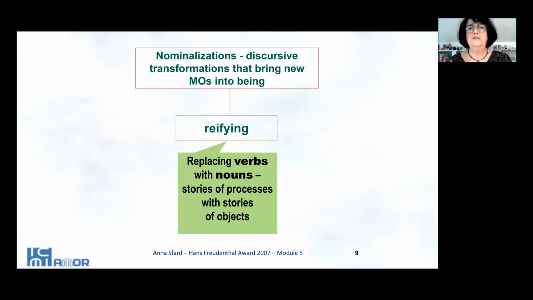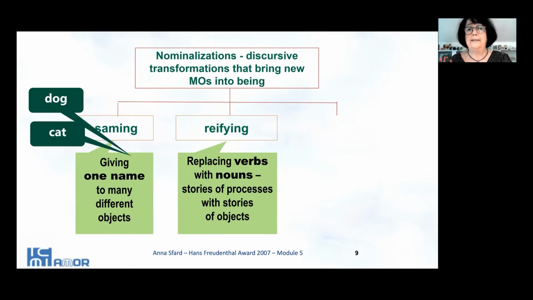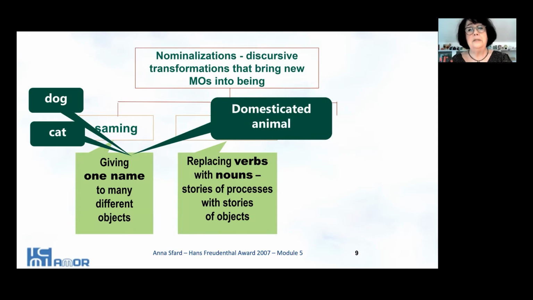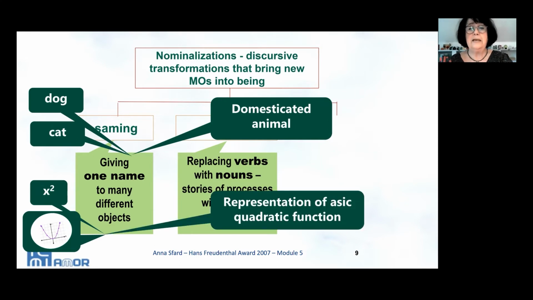Another nominalization transformation that may lead to the emergence of a new object expresses itself in endowing several different objects with the same name and, as such, may be called saming. Saming is what we do when we refer to things as different as, say, dog and cat, with the same word, domesticated animal. We are saming in mathematics when we refer to both the expression x squared and the curve known as parabola with the same name, representation of basic quadratic function.